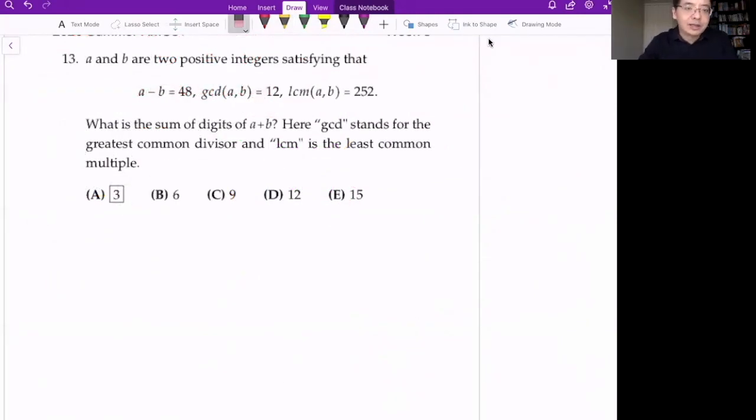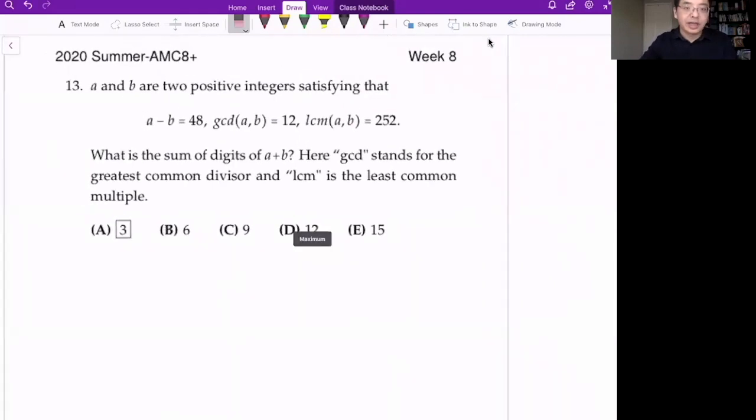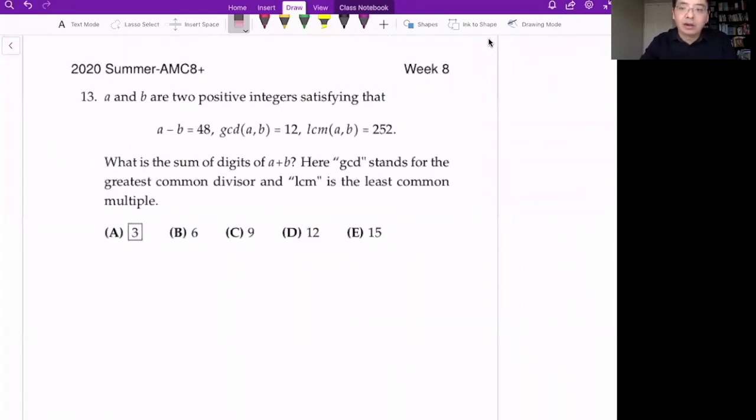Problem number 13. The problem says a and b are two positive integers. We know the difference is 48, the greatest common divisor is 12, and the least common multiple is 252. Based on this information, we need to figure out a and b. More precisely, the sum a plus b.